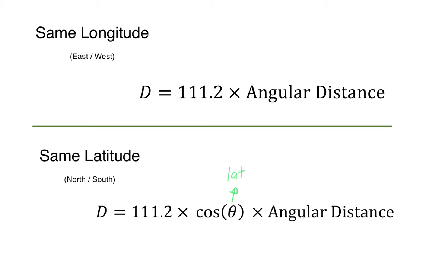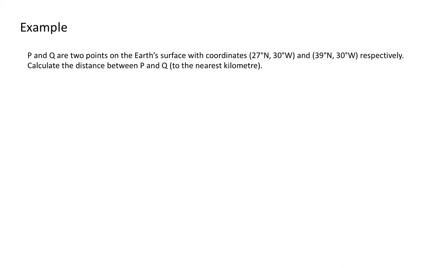So let's look at an example where we are doing a distance calculation involving the same longitude coordinates. So in the example, we have P and Q that are 2 points on the Earth's surface with a coordinate of 27 degrees north, 30 degrees west, and 39 degrees north, 30 degrees west, respectively. Calculate the distance between points P and Q to the nearest kilometre.